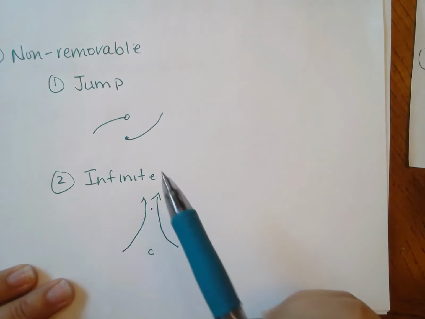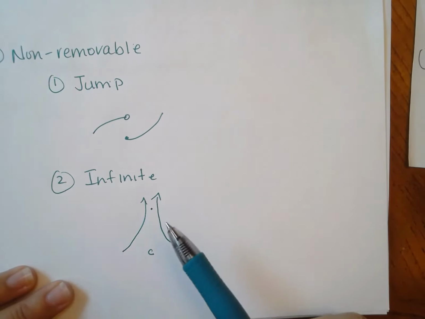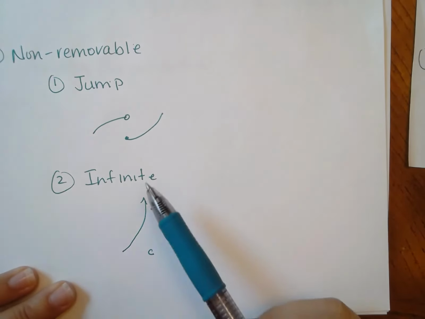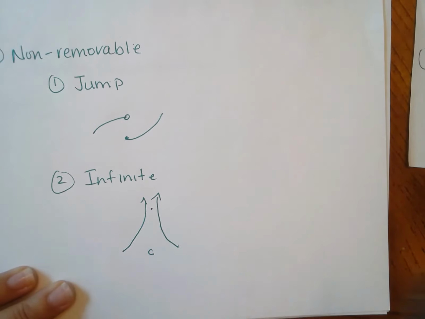So this is a type of non-removable discontinuity. It's an infinite discontinuity. The jump and the infinite discontinuities are difficult to deal with because there's not just a place where I'm like, oh, I'll just redefine my function and everything will be fine, right? I can't just fill in a point somewhere and make it not infinite. So this is a type of non-removable discontinuity.